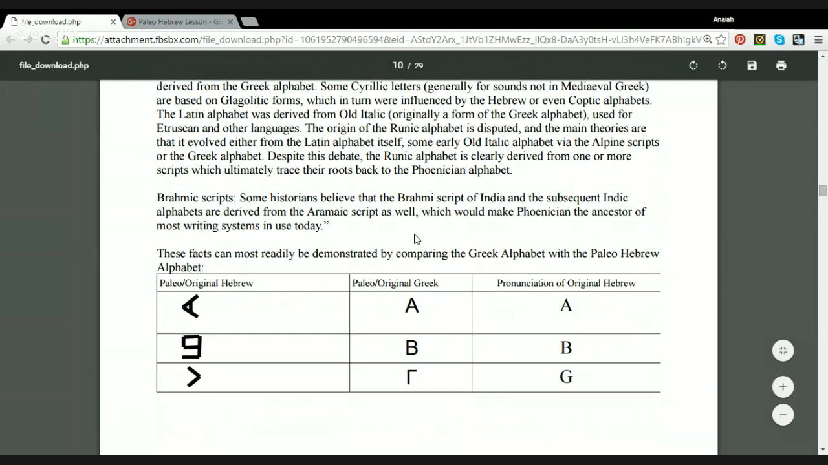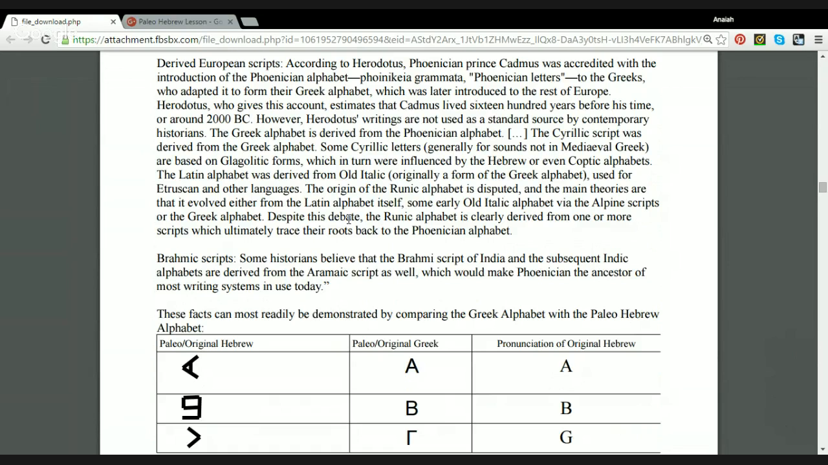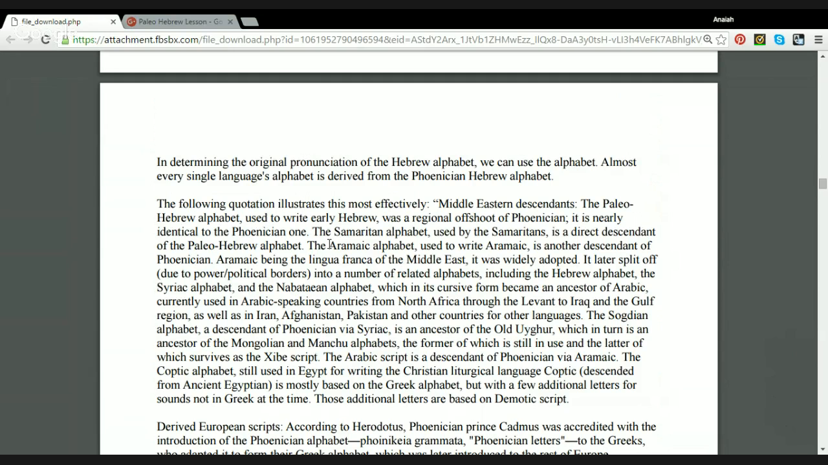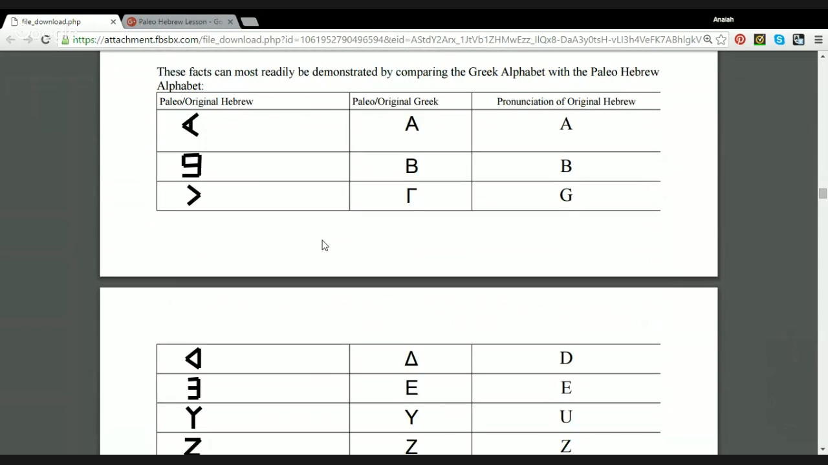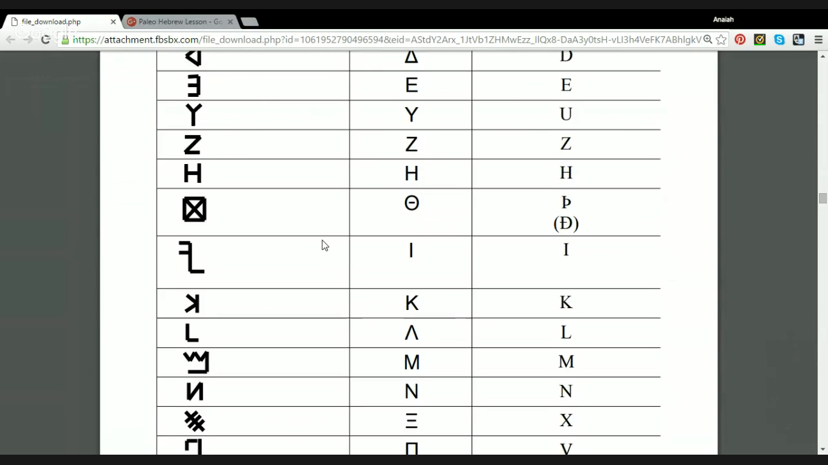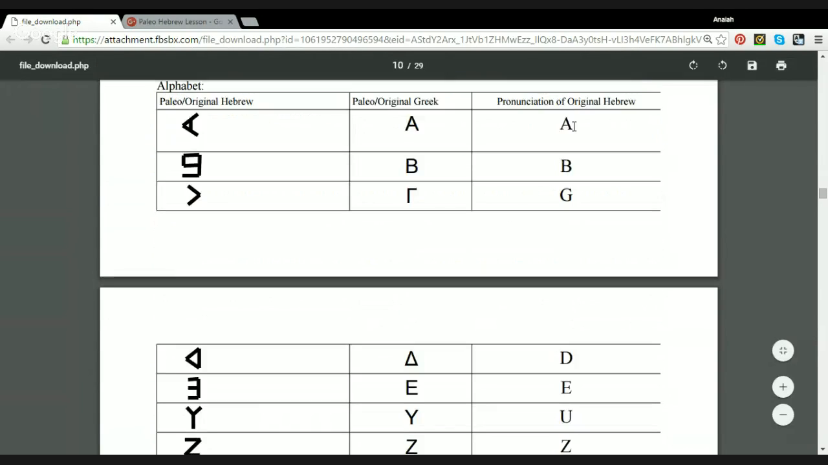So that means we can use the alphabets in pretty much every language, except like Chinese, to help us figure out the original pronunciation of the Hebrew alphabet. Since the Hebrew alphabet is the same alphabet that all languages that we use pretty much have. So now I say that these facts can most readily be demonstrated by comparing the Greek alphabet with the Paleo-Hebrew alphabet. As we did before, we compared the two.